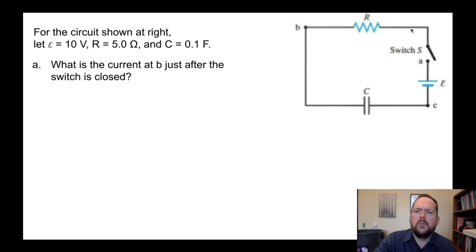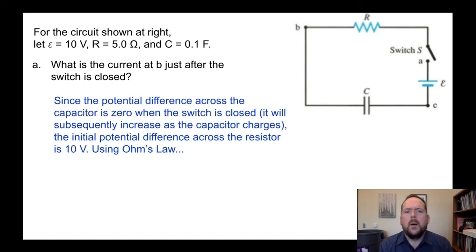If I add up around the circuit, I increase by 10 volts going across the battery, but my initially uncharged capacitor has no potential difference across it. So that means the potential difference across the resistor has to initially be 10 volts, and that's when I get the maximum current. So the potential difference across the resistor is 10 volts, again using Kirchhoff's loop rules.